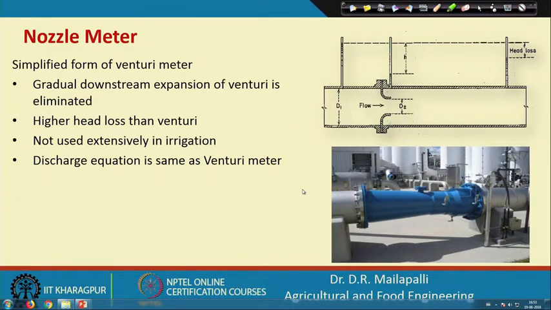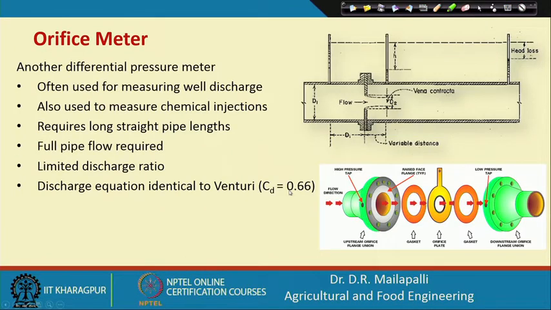Okay, the next is the orifice meter. This is another differential pressure meter. So, we have a Venturi meter, a nozzle meter, and an orifice meter. These three are differential pressure meters, with pressure 1 and pressure 2. The difference in pressure is plugged into the equation, and then we estimate the flow discharge.